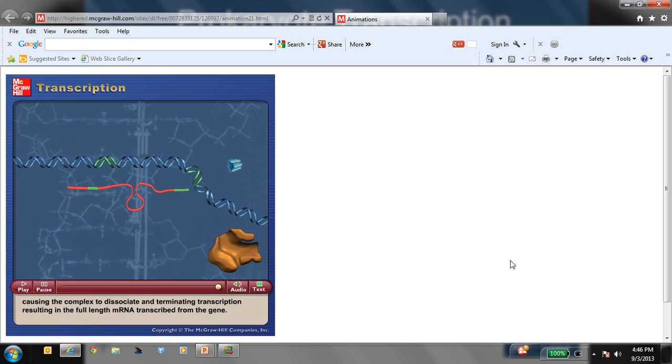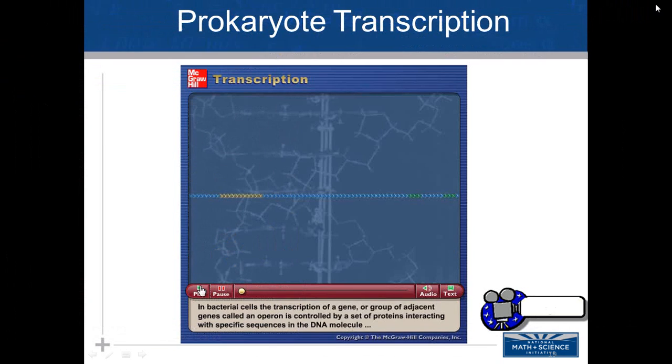All right. And I'm sure it did a much better job than I did, but I hope that makes sense in how transcription is terminated in a prokaryotic cell.